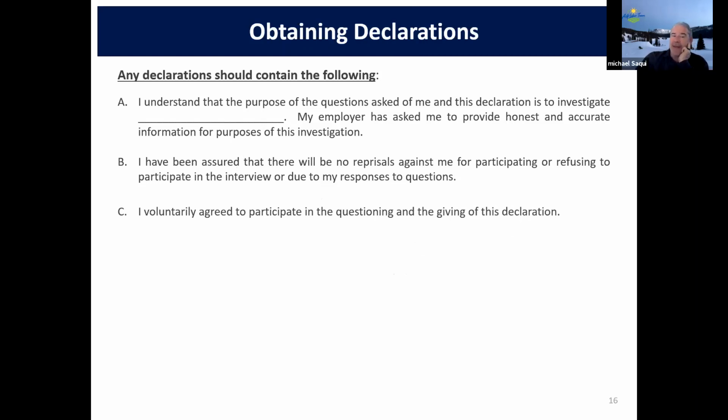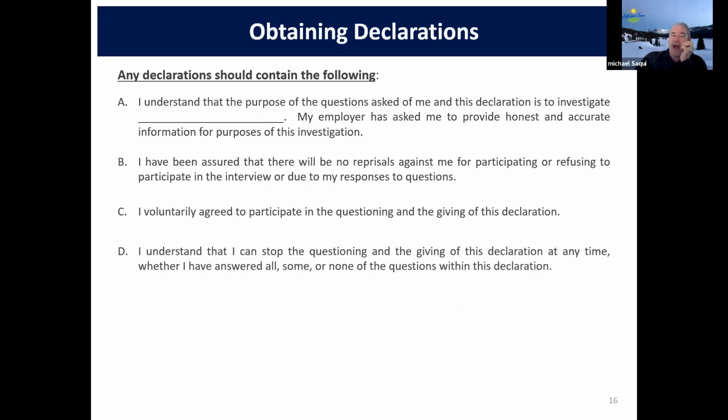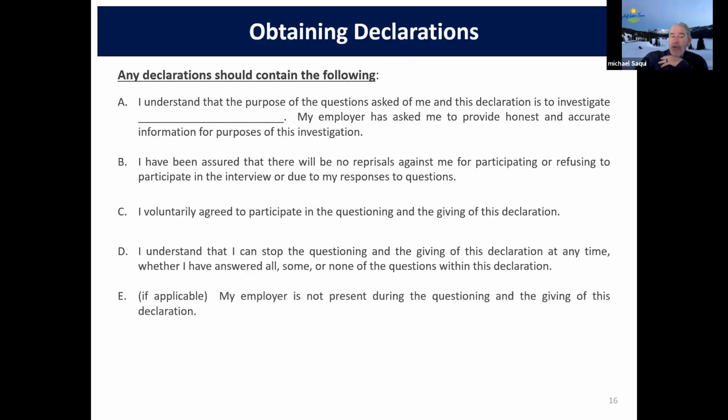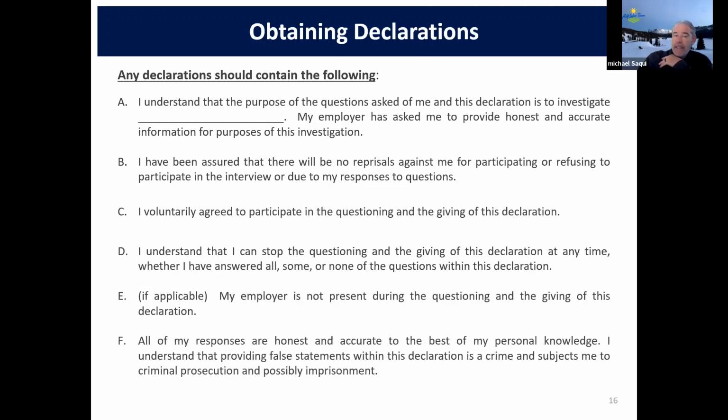You have to get them to voluntarily agree to participate in the questioning and the giving of this declaration. You have to let them know that they can stop it at any time. You want an admonishment to them and them to understand, my employer is not here. I'm talking with an investigator. I'm talking with a lawyer. All of my responses are honest and accurate to the best of my personal knowledge. I'd end it there. The next sentence I would take out.